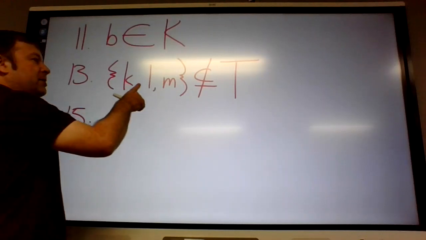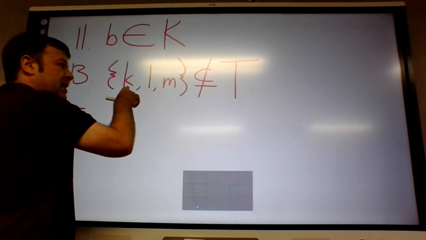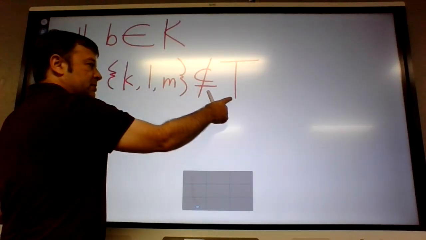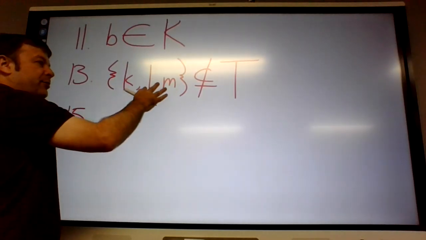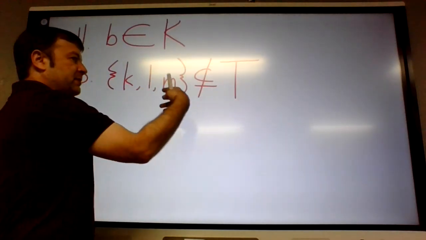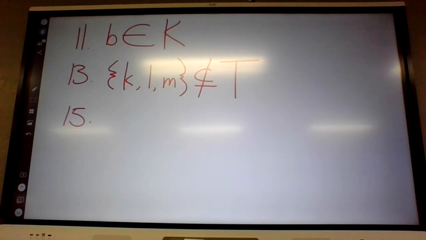By the way, I don't think I mentioned this. K could be in T, but it's still not a subset. It has to have all 3 of these in T for this to be a subset. All the elements have to work.